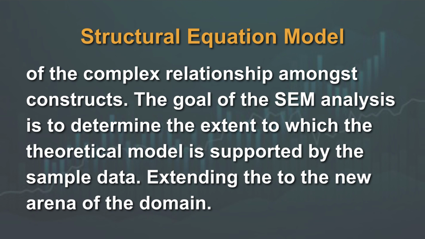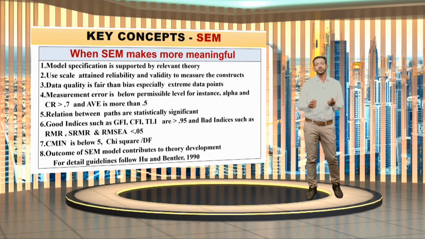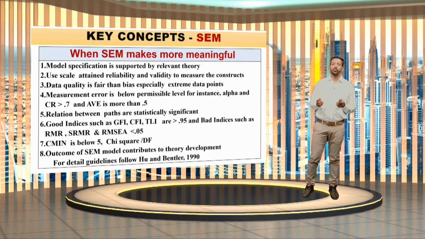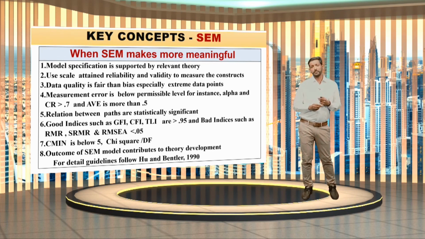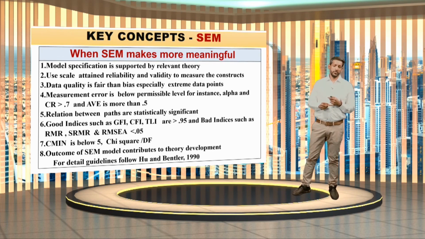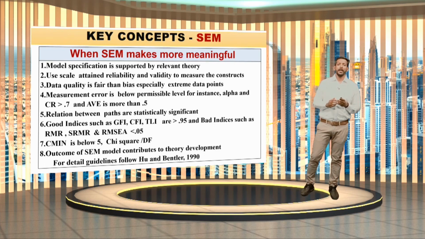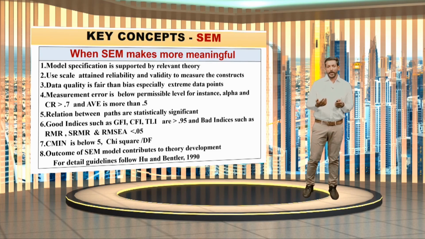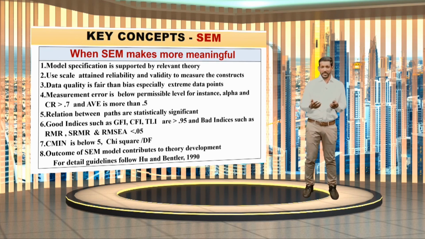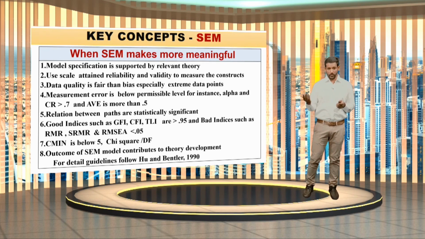When we are using SEM, it is very important to make the SEM output more meaningful, because most of the people reporting SEM sometimes don't make any meaning at all. So to make our output, especially SEM output, more meaningful, let us follow some criteria. Number one is that model specification is supported by relevant theory. We cannot make a model just by pulling some independent variable and dependent variable whichever way we want. It has to be supported by a relevant theory or rooted in good literature work.